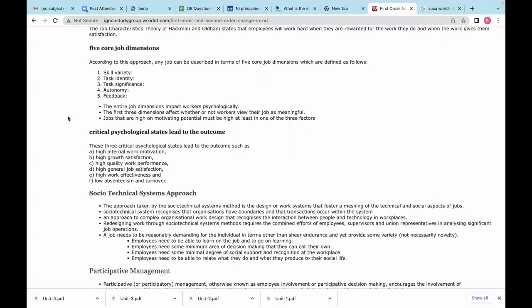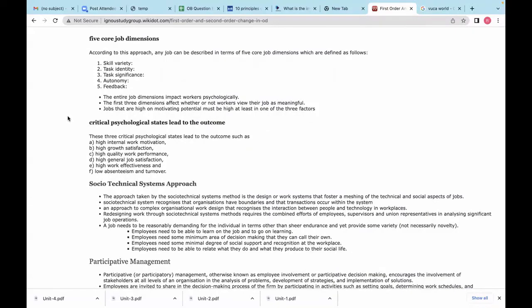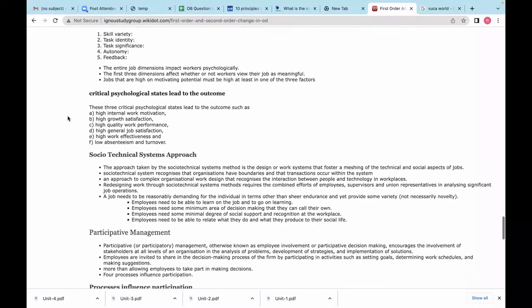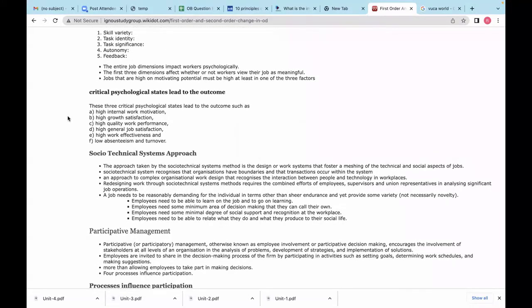Okay, where you are centered on what skills you need to teach employees. You need to give them task identity. They need to feel the significance of the task. They need to get the autonomy to do that. And feedback is going to enrich their experience, etc.